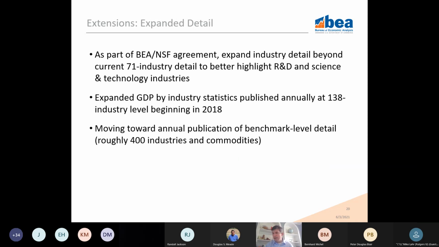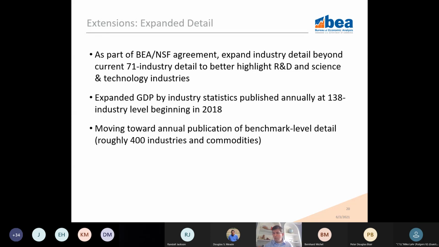Another extension that we're currently pursuing relates to the level of industry detail at which all of this is being done. Our current supply use framework, as I've said already, breaks things down into about 71 industries on an annual basis. However, as part of our collaboration with the National Science Foundation, we're working to expand that as a starting point from 71 industries to 81 industries, with a special focus on science and technology industries.